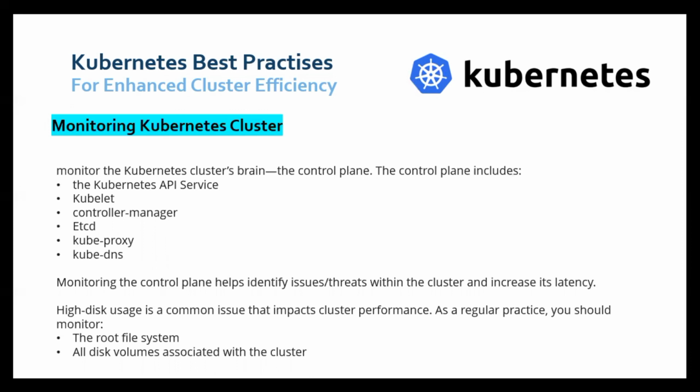The next part we would like to monitor is high disk usage. For every worker node, we will definitely have some root volume or extra volume attached, because at the end, the worker node uses Docker, and Docker uses images, so images will be stored on your worker nodes. So we should have monitoring in place, and alerts should also be in place for our root file system and all the disk volumes associated with that cluster.